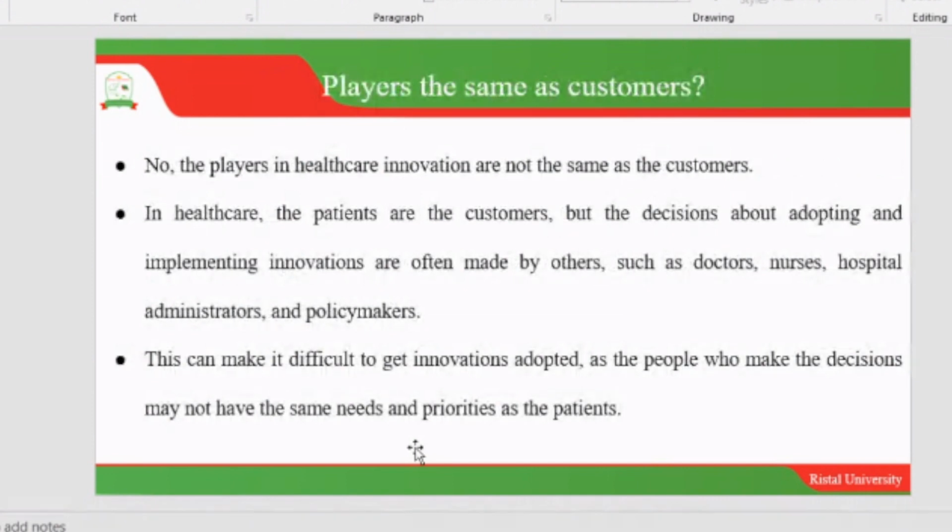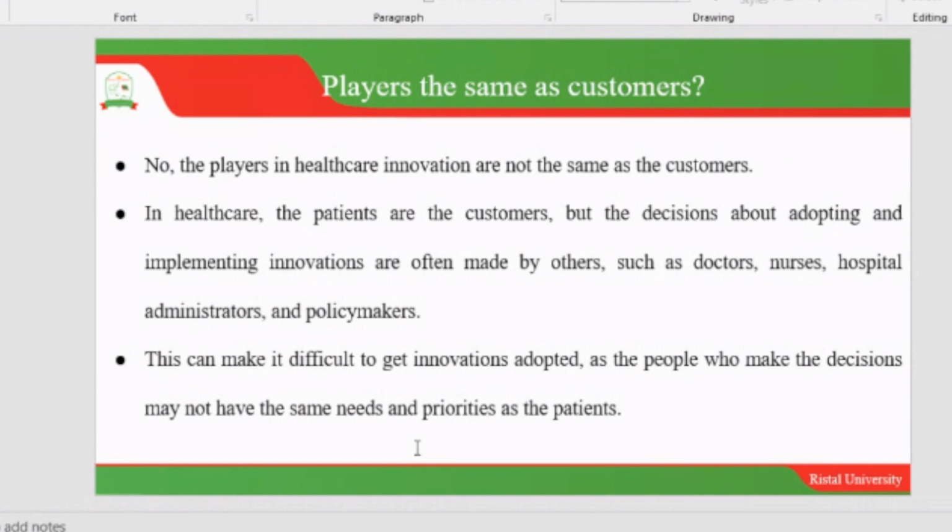All right. So as we go on, we need to differentiate between players and customers. So we pose the question: are players the same as customers? And the answer is no. The players in healthcare innovation are not the same as customers. In healthcare, the patients are the customers. It's the patients that we are focusing on. They are the users of our services.